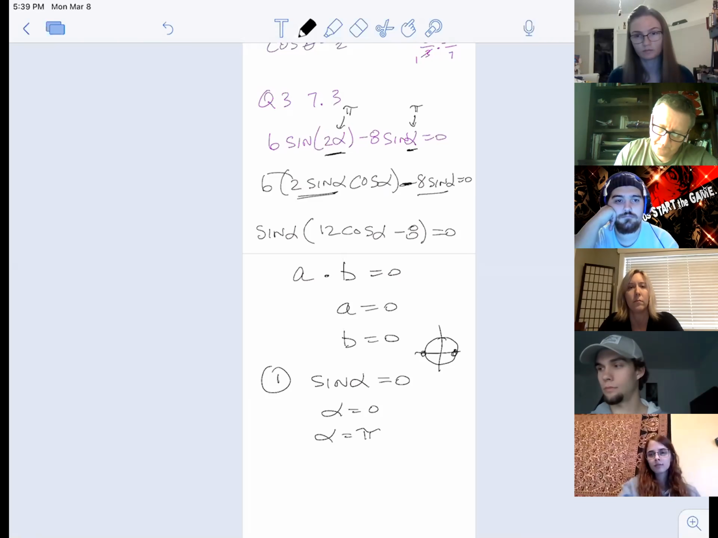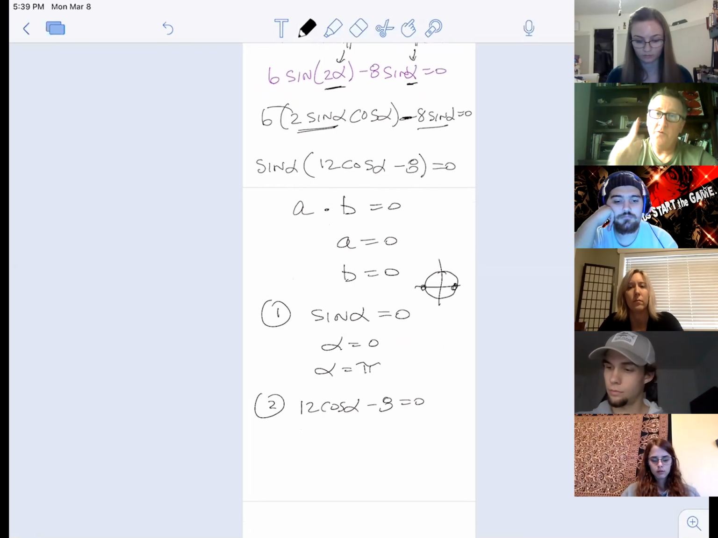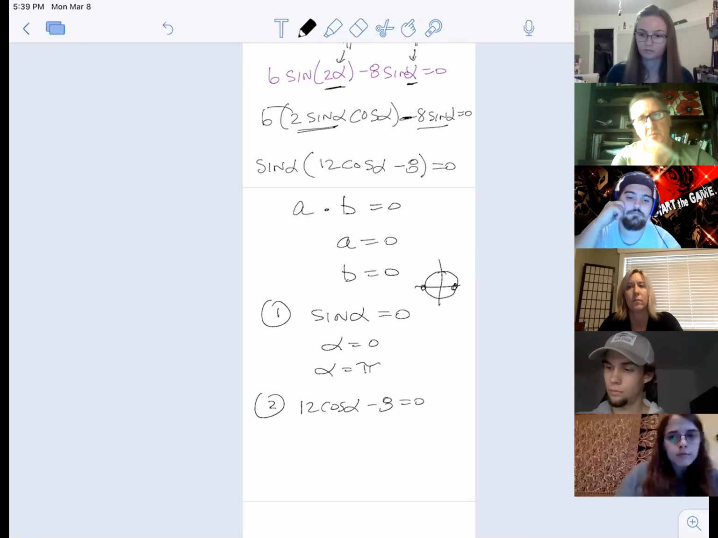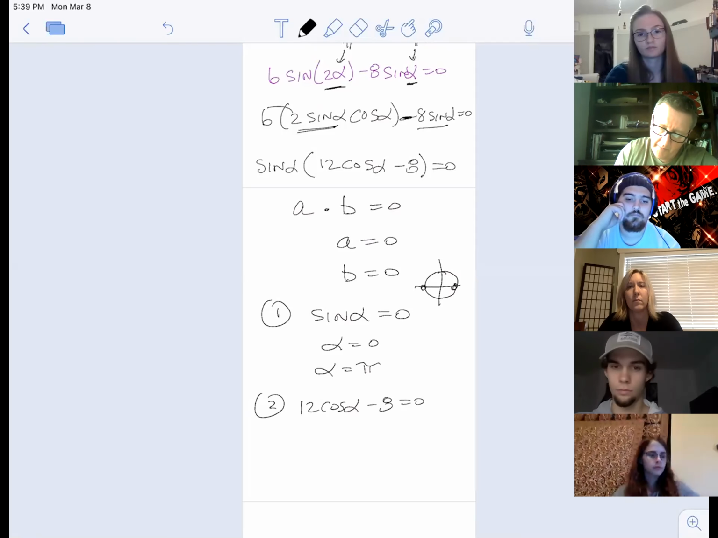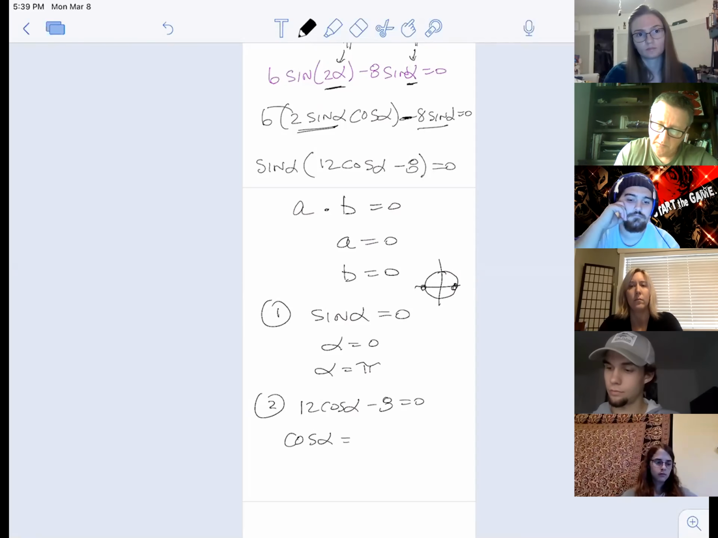But then there's a second answer. When is 12 times the cosine of alpha minus 8 equal to 0? Well, notice there's only one trig expression, and it's not hard to get by itself. I can add 8 to both sides and divide by 12. And so the cosine of that angle is 8/12, or I guess that would be 2/3.